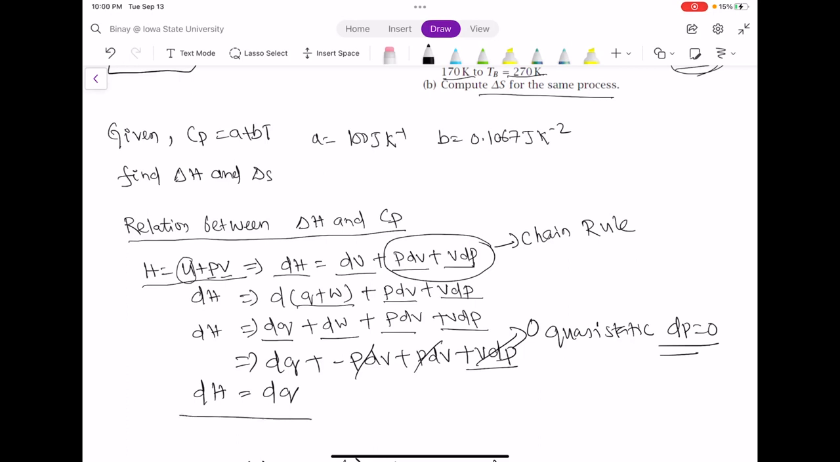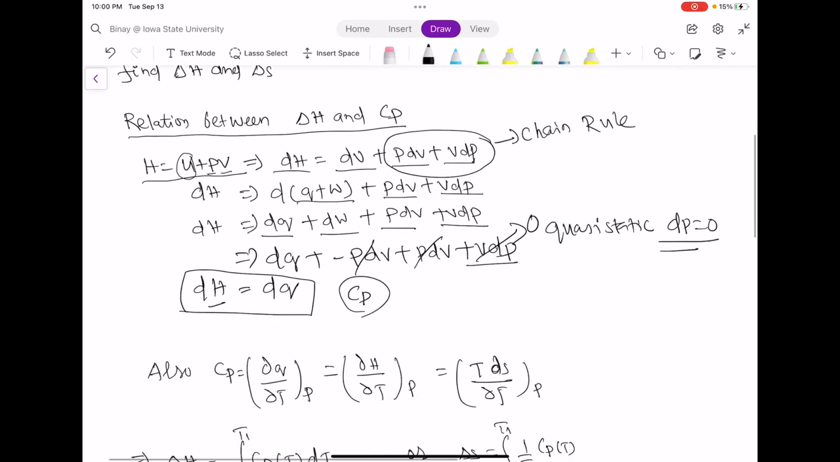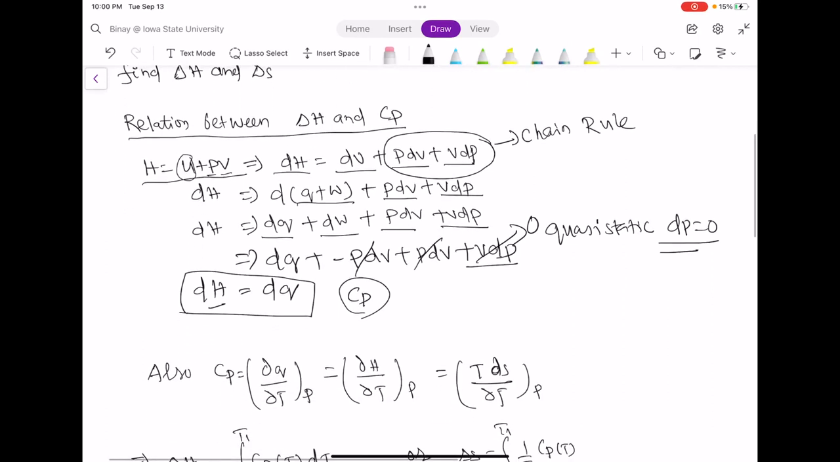But this didn't solve our relation between H and Cp. So how to get the H and Cp relation? To do that, we know that Cp is always equal to dq upon dT at constant pressure, because we are calculating heat capacity at constant pressure, so our pressure will be constant here. We know that dq is always dH, so we substitute it: dH upon dT at constant pressure. Also dH equals T dS, so we can substitute it: T dS upon dT at constant pressure.